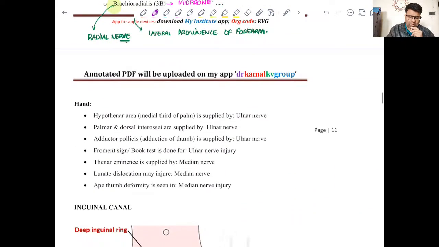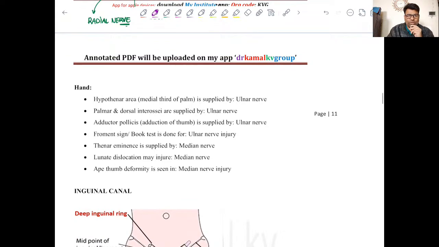Moving forward to the hand, now this is very important. Always and always we have a question from this segment. There are two eminences in the hand. One is the thenar eminence, which is supplied by the median nerve, and this is below the thumb. There is another eminence which is below the little finger. You can check in your hand. This is the hypothenar eminence, and this is supplied by the ulnar nerve. Clear?